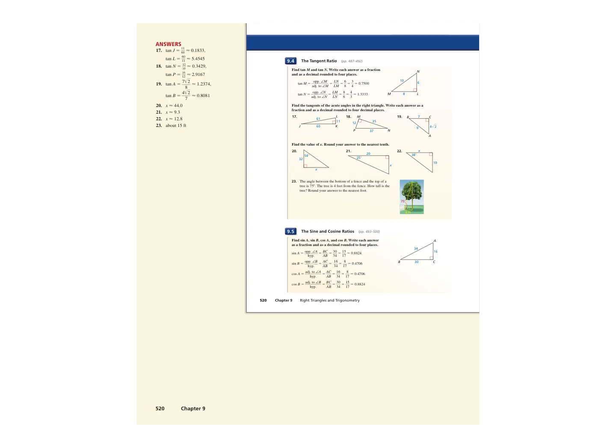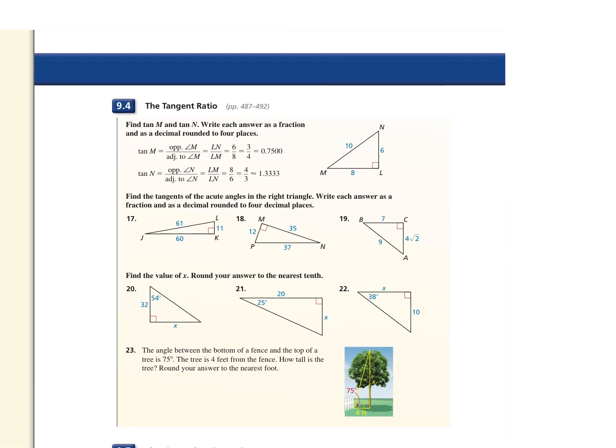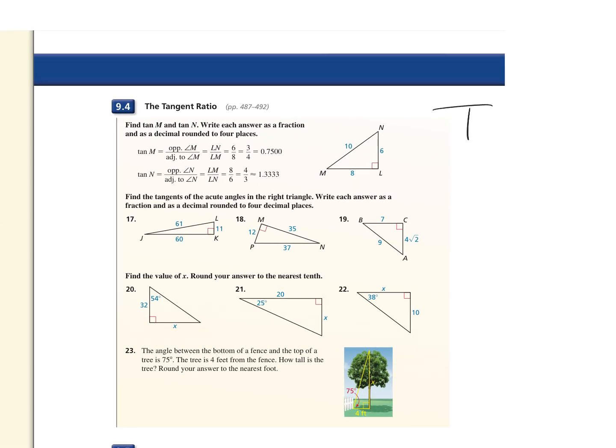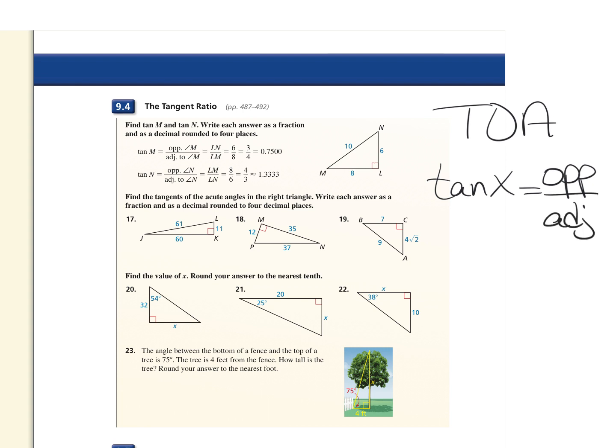In 9-4, this is where we learn the tangent ratio. So the TOA: tangent of the angle is equal to opposite, that's the O in the acronym, over adjacent. So be able to use this tangent ratio to find a missing side length or a missing angle measure.